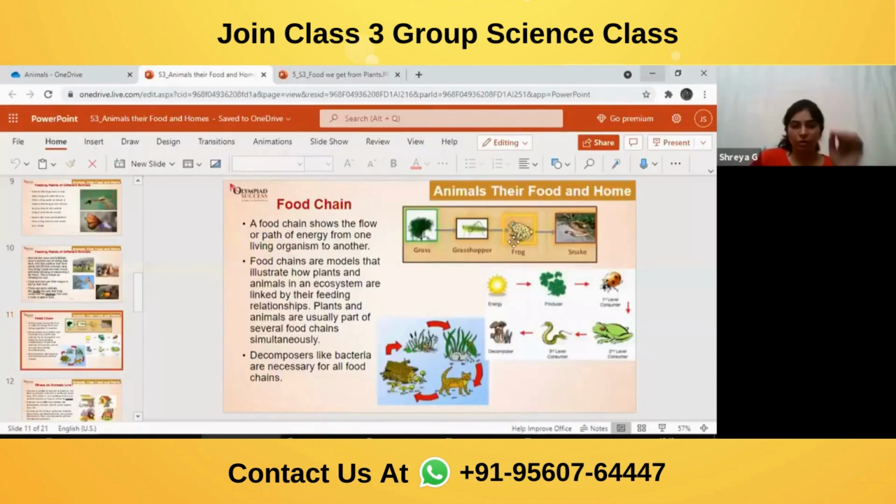Food chain. I hope now you have understood. See here written, decomposers like bacteria are necessary for all food chains. Can you read here? Okay.